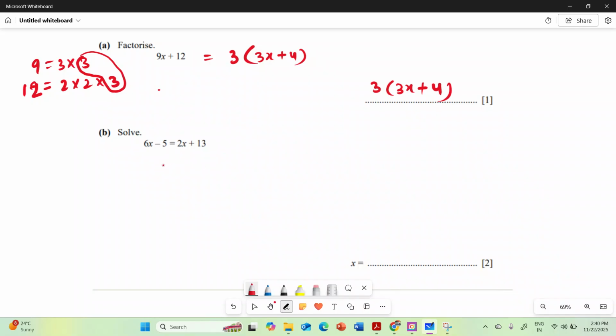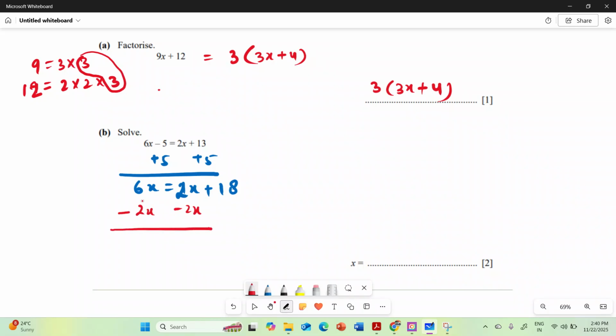Now we have to simplify this one. Here I have to solve this one. Here this is negative 5 and this is positive 13. So we can add positive 5 on both sides to balance the equation. So this cancels out. Here I have only 6x equal to 2x plus 18. Now from both sides I can subtract 2x, because we have to find the value of x. So negative 2x and negative 2x. Here I will get 4x, and here it cancels. This also cancels, so here I have 18.